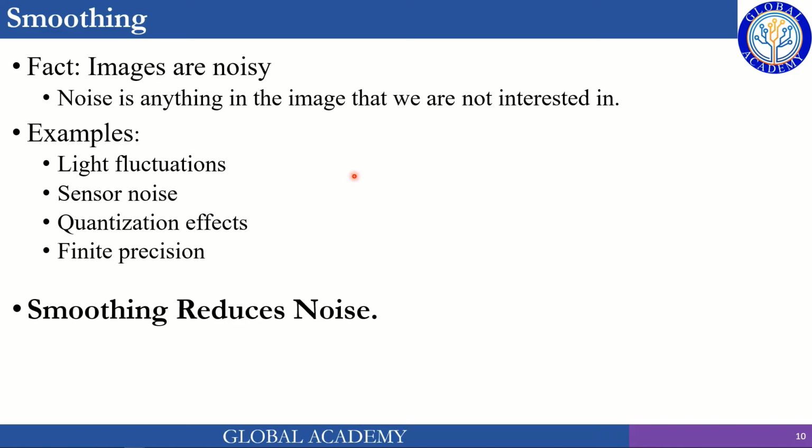Mostly images are noisy, and noise is anything in the image that we are not interested in, like light fluctuation, sensor noise, or quantization effects. Sensor noise is at the electronic circuit level, and quantization noise is at the digital level. Finite precision is once again our digital system limitation, but in general smoothing reduces noise.